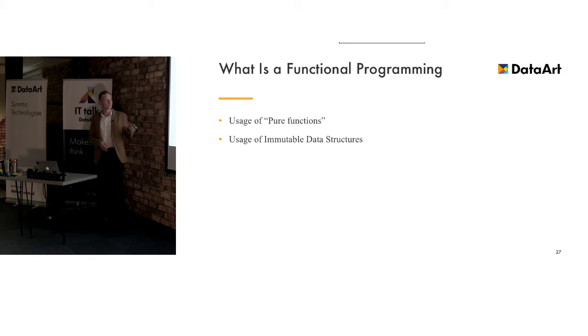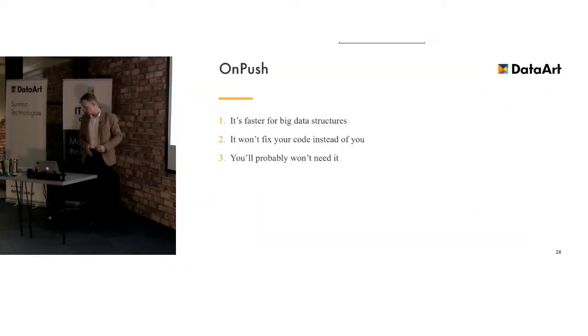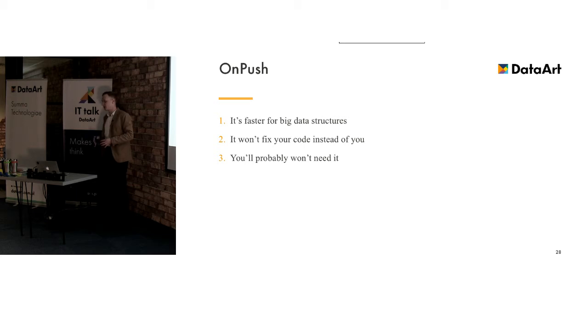Also, it's usage of immutable data structures. It means that if we want to update some variable or some object, we create a new one. If we want to update some array, we create a new one instead of the previous one, to update the reference to this object or array. So we can use this paradigm with the OnPush detection strategy.